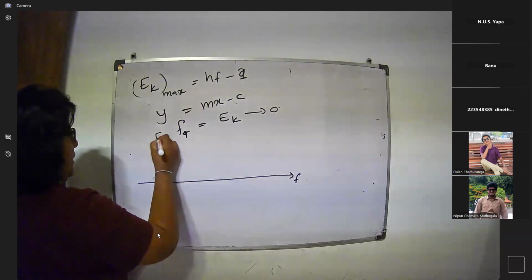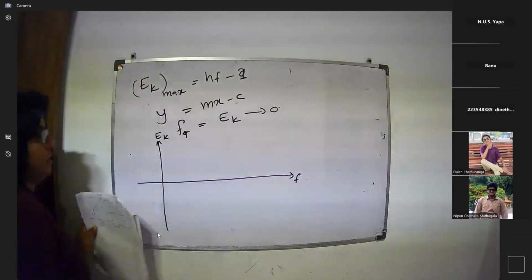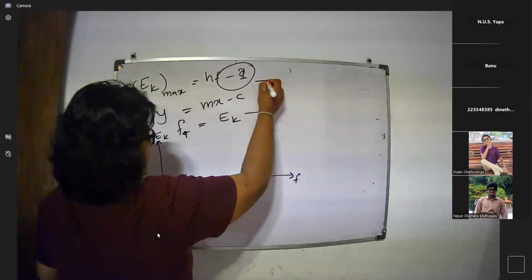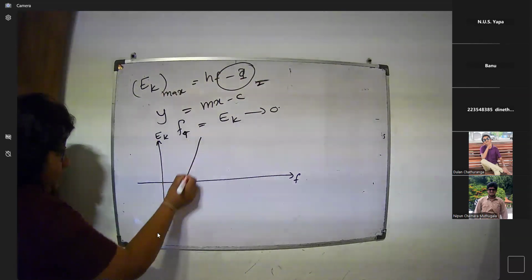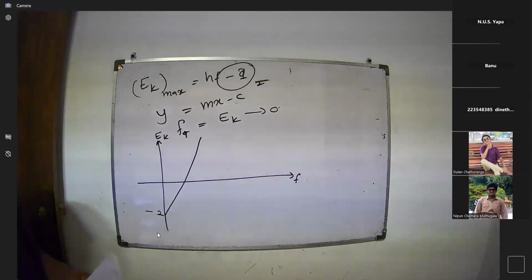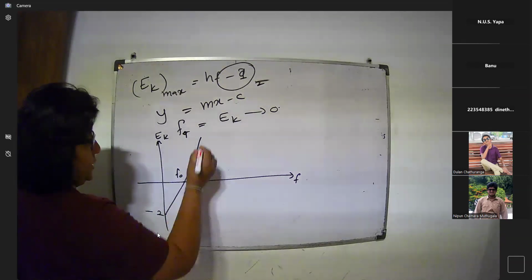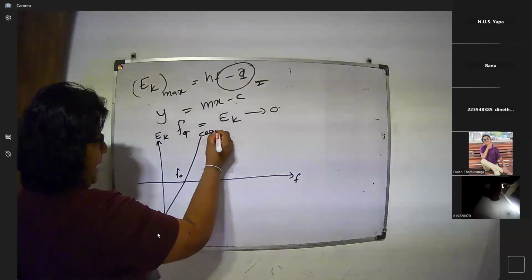Frequency and Ek. In the cesium plate, the phi value is with the minus intercept, it is equal to minus 2. Then we can draw the line. This is the minus 2, the work function, and we can mark f naught, the threshold frequency. This is the cesium plate.